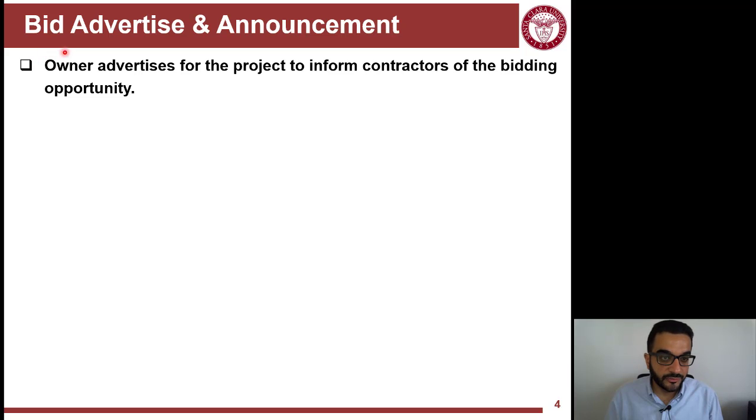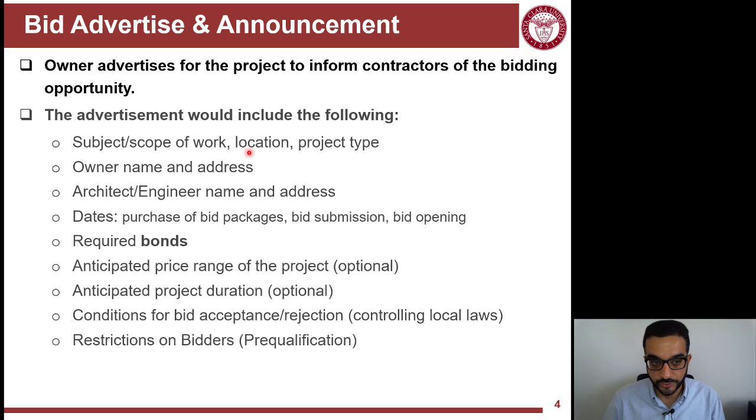So in advertising the project, the owner needs to let the available contractors, the local contractors, those interested, know of this bidding opportunity. The advertisement would need to include these different things here, so the contractor will be able to make a decision to bid or no bid based on their capabilities and matching that with the open project here.